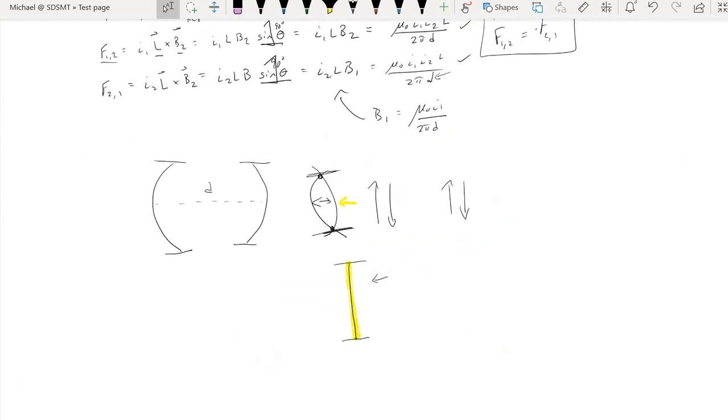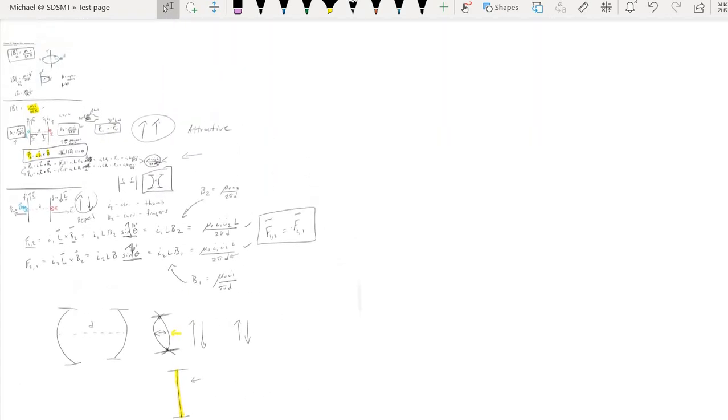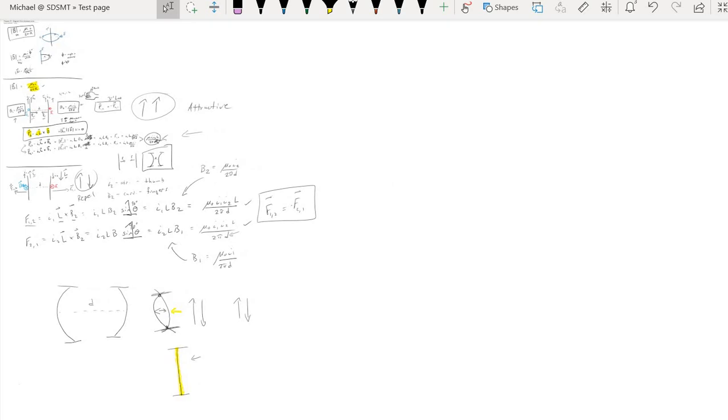Alright, I think that makes for a good spot to end the video. So we've seen how two wires will affect one another. We could just as easily apply this to a system that had multiple wires. Maybe I have wire 1, wire 2, wire 3. And if I wanted to know the net force acting on wire 3, what would I do?